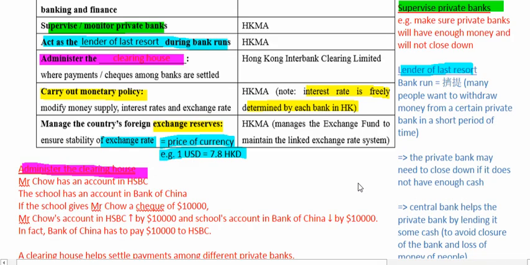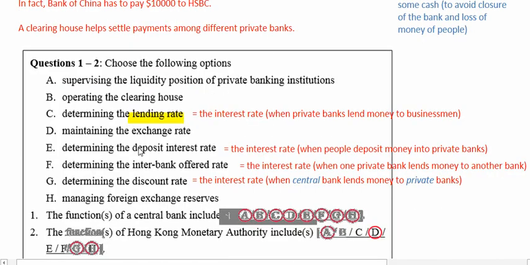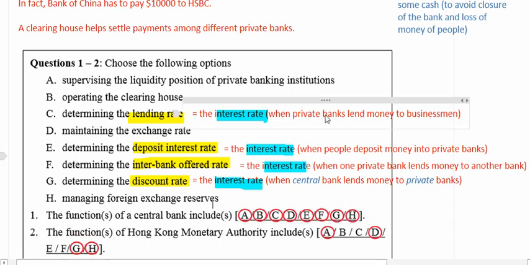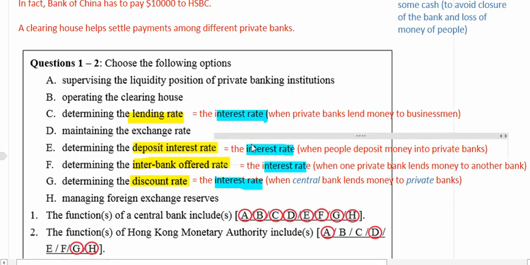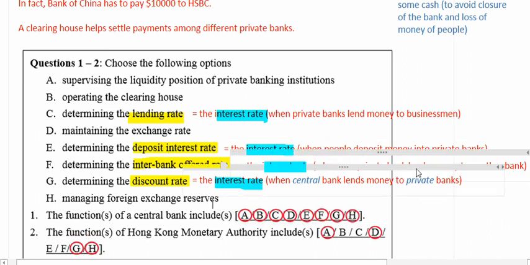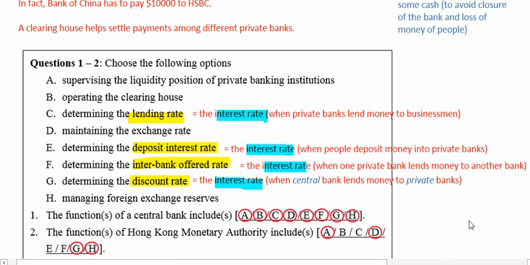Now for these questions, please highlight lending rate, deposit interest rate, interbank offered rate, and discount rate. They are all different names of interest rates. When private banks lend money to businessmen, the interest rate is called lending rate. When people deposit money into private banks, the interest rate is called deposit interest rate. When one private bank lends money to another private bank, the interest rate is called interbank offered rate. When central bank, notice it is central bank, lends money to private banks, the interest rate is called discount rate.